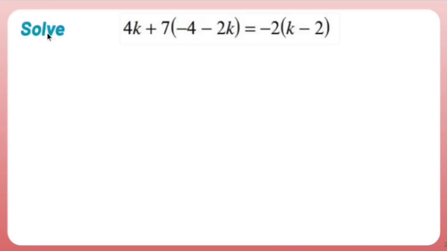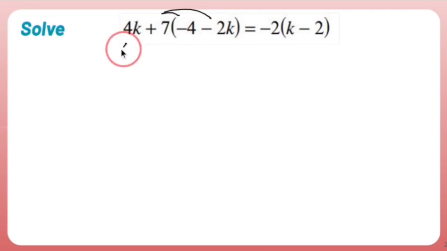Ooh, let's do some algebra review. Solve 4k plus 7 parentheses, negative 4 minus 2k, equals negative 2 parentheses, k minus 2. Well, whenever we have parentheses on each side of the equation, we should probably distribute right off the bat.